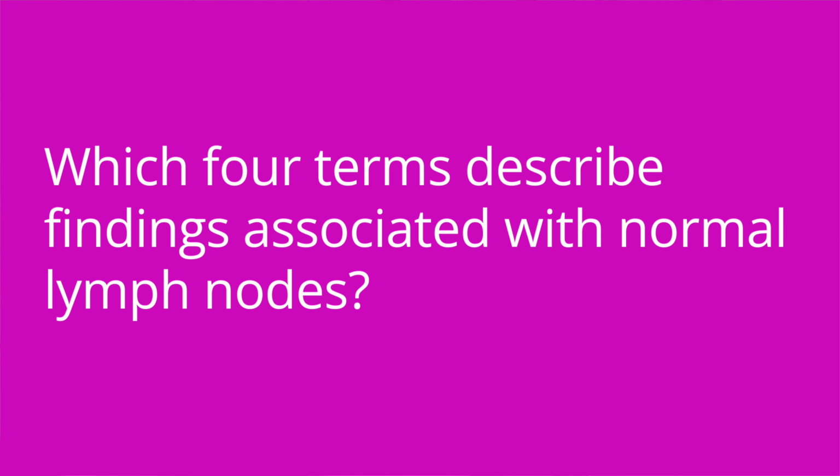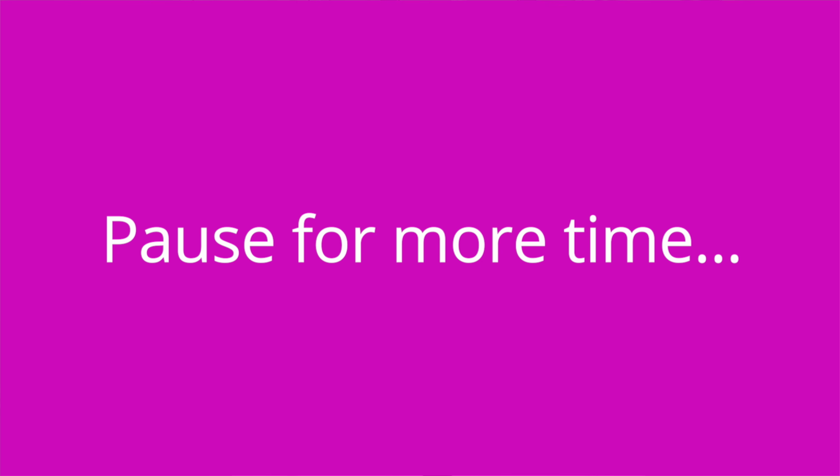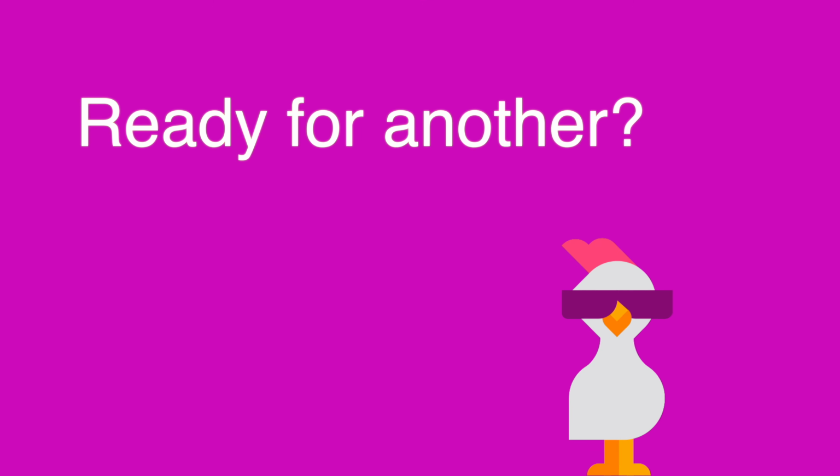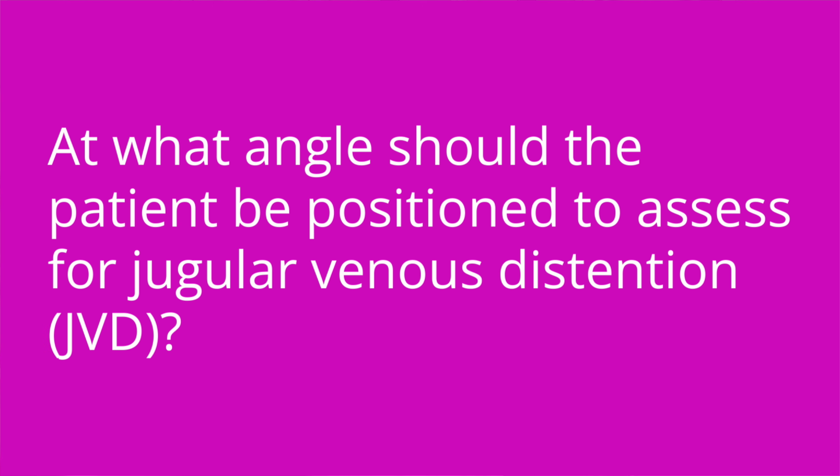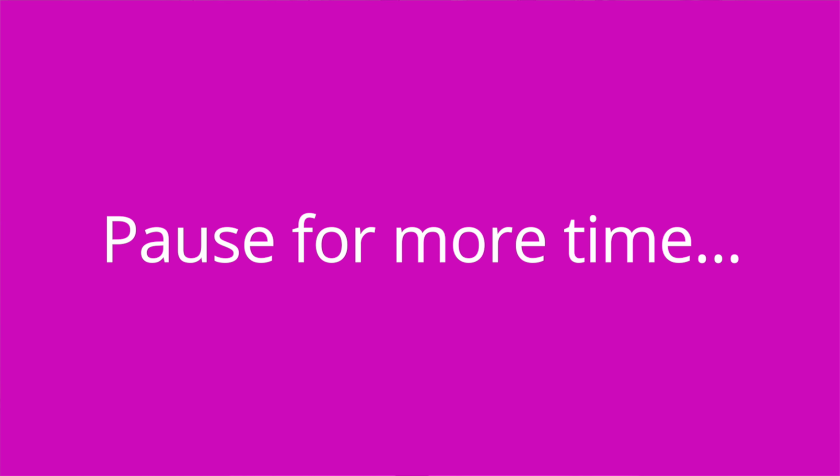Which four terms describe findings associated with normal lymph nodes? Those would be movable, soft, non-tender, and less than 1 centimeter in diameter. At what angle should the patient be positioned to assess for jugular venous distension, JVD? At a 30 to 45-degree angle.